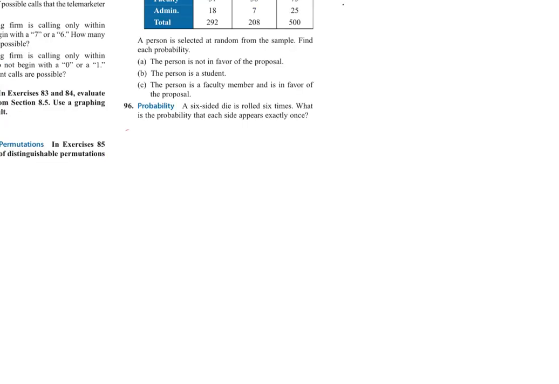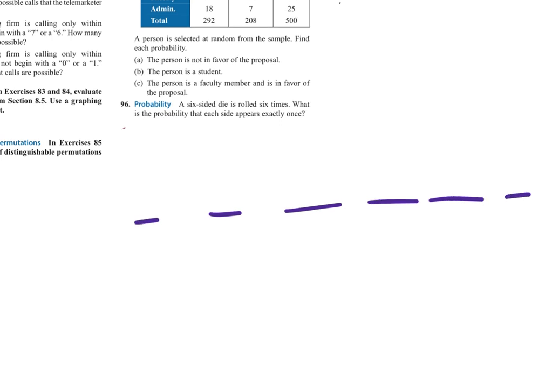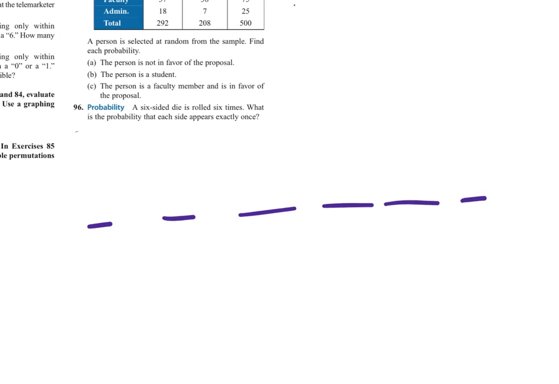All right, so a 6-sided die is rolled 6 times. What's the probability that each side appears exactly once? So I want to roll it 6 times. That's 6 different events, right? 6, 6, 6. Like there's 6 of these. So the first time, how many numbers can I get? I can get any of the 6, right? So this would be 6 over 6.